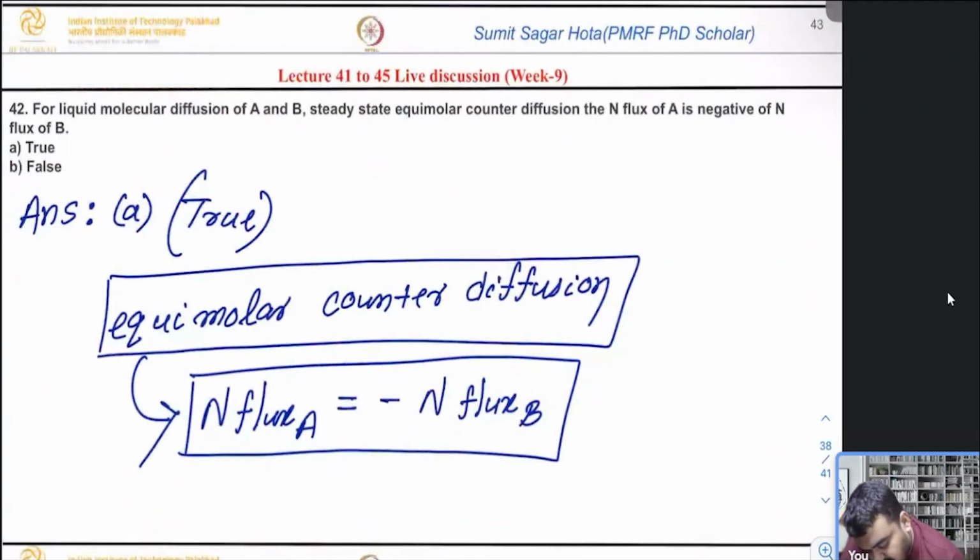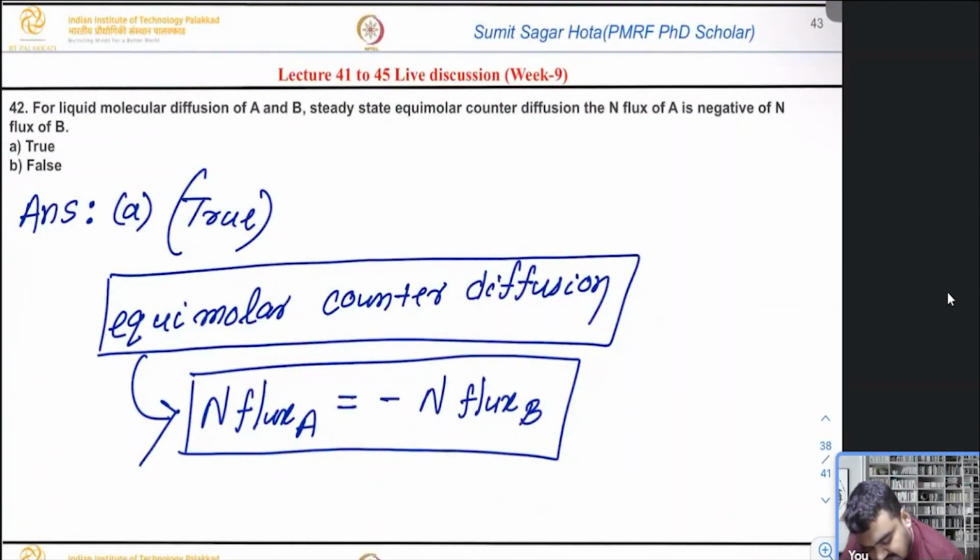For the liquid molecular diffusion of A and B, in steady state equimolar counter diffusion, the n flux of A is the negative of the n flux of B. Okay, is it true or false? Obviously it's a true statement. This condition applies only for equimolar counter diffusion, that is n flux of A equals minus n flux of B.